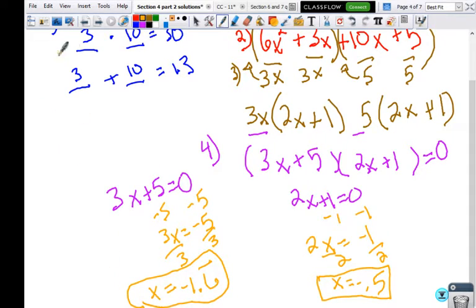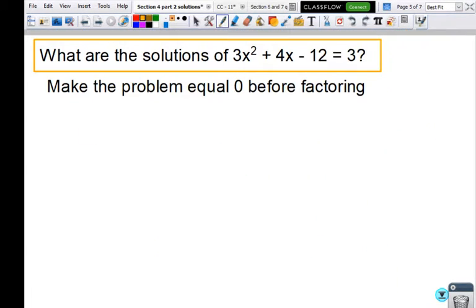Alright, guys, ready to try one on your own? Actually, we'll start this one ourselves real quick, then you'll do it on your own. We're going to find the solutions of 3x squared plus 4x minus 12 equals 3. Does this equal 0? No. We want to make it equal 0 first. There's a 3 over here, right? How do I get rid of a 3? What's the opposite? Minus 3. So I'm going to minus 3 on both sides.